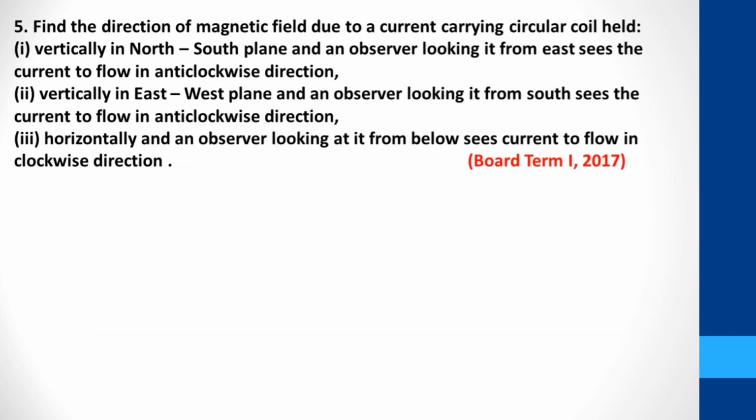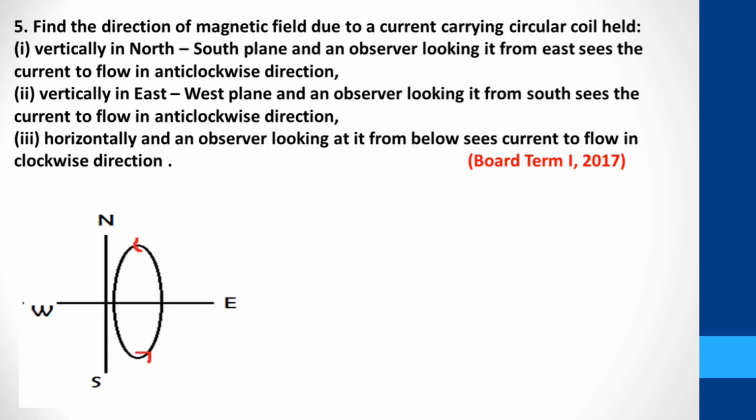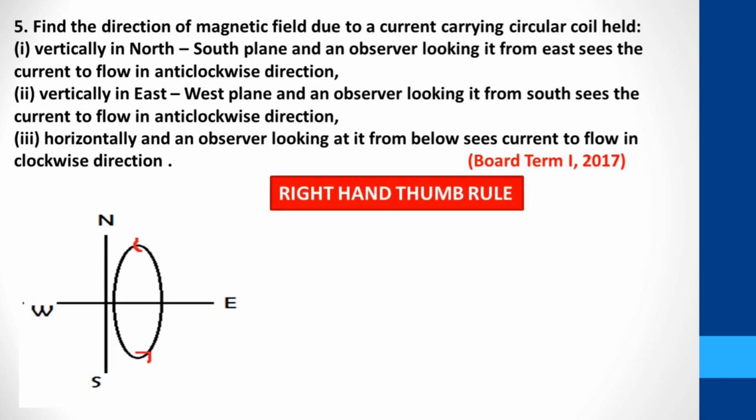Moving on to question number 5. Find the direction of magnetic field due to a current carrying circular coil held vertically in the north-south plane, and an observer looking at it from east sees the current to flow in the anti-clockwise direction. So first let's keep the current carrying circular coil in the north-south direction, and the observer is looking from the east. Now the current is flowing in the anti-clockwise direction.